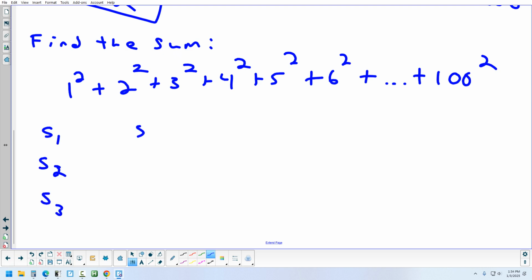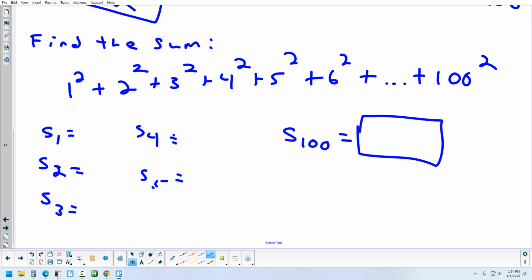Let's write out the first few by hand, so that way once we get a pattern, we can check it. And then we want to ultimately figure out this. What do you get if you add up every number from 1 squared, 2 squared, 3 squared, all the way to 100?